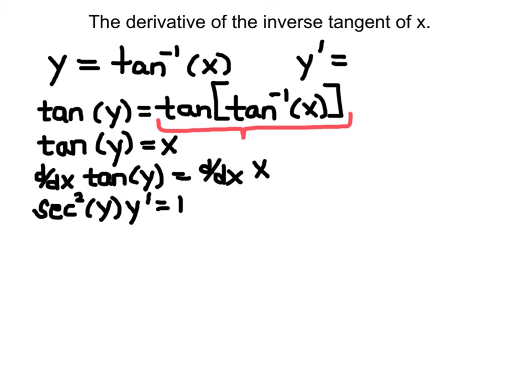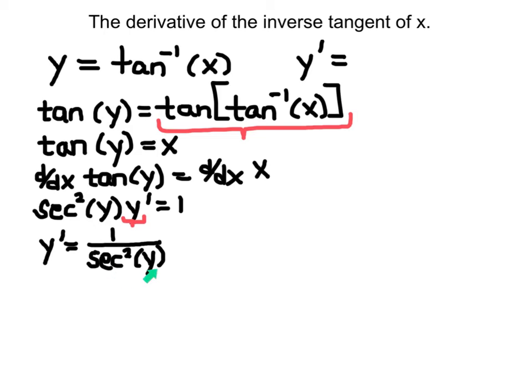Keep in mind that we're looking for y prime. So we want to divide both sides by secant squared y. y prime then is equal to 1 over the secant squared y. So we've just found y prime in terms of y, but we want y prime in terms of x.